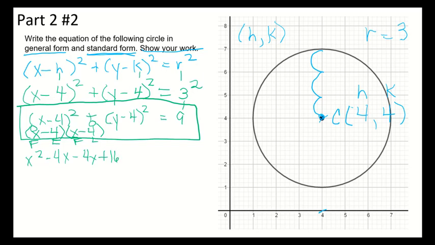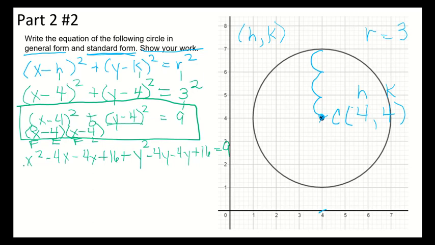We're going to do the same thing for (y minus 4) squared. I won't write it out this time. I'm just going to quickly repeat what I did with (x minus 4) squared. We're going to get the same things, but with the y. First terms give us y squared. Outer and inner give us negative 4y, negative 4y. And then last, negative 4 times negative 4 is positive 16. We still have the 9 on the right.